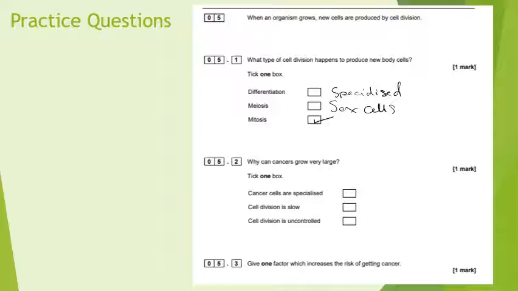Part 2 says, why can cancers grow very large? Okay, so we've got cancer cells are specialised, cell division is slow. Well, we know cell division is not particularly slow in cancer cells. It is uncontrolled, and the growth happens very quickly, forming those cancers and those tumours.